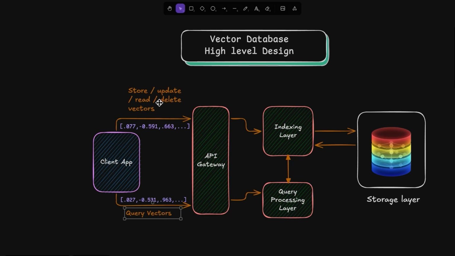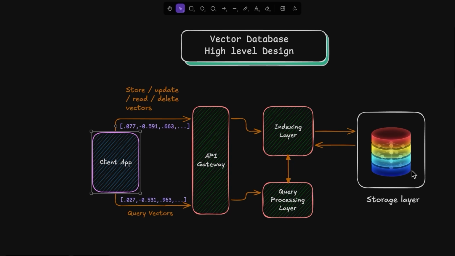One thing to note here is that these operations are different from querying vectors, because you perform these operations in the ingestion phase, when you are actually storing documents inside a vector database, whereas the query operation happens when you want to search something. These are two different operations that any client application would perform in any vector database, and it's the responsibility of the API gateway to expose those APIs to the client application.